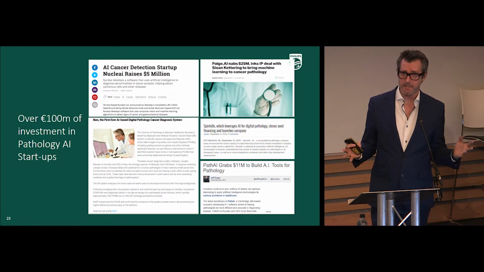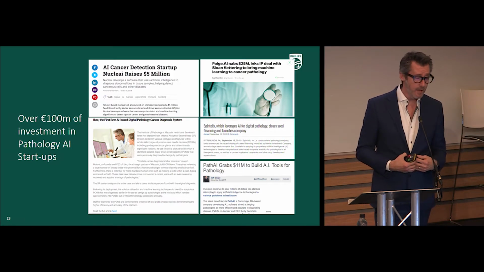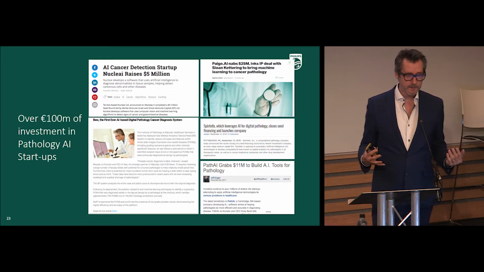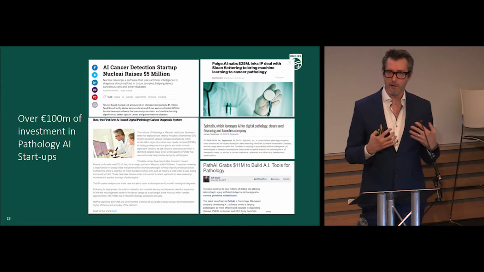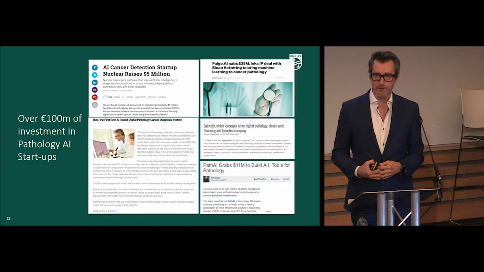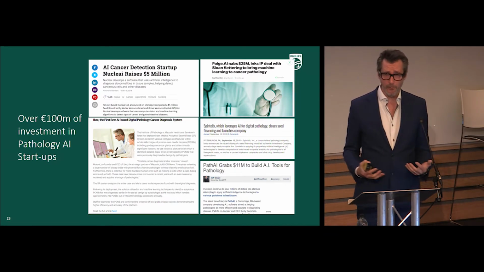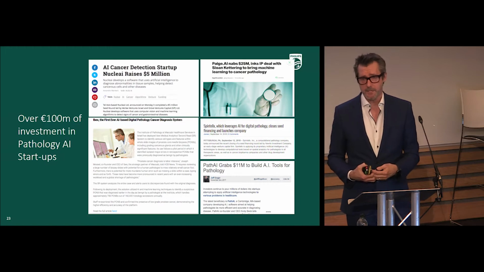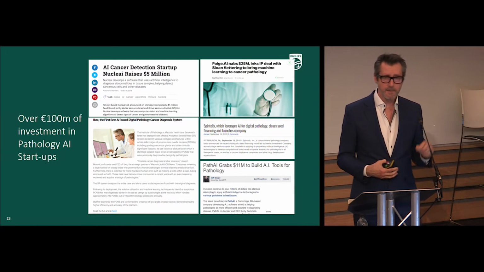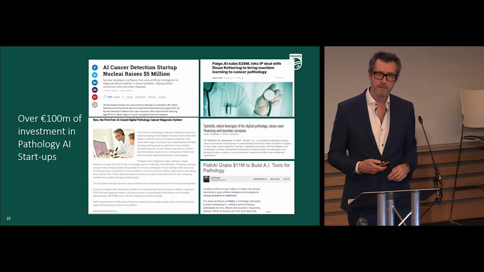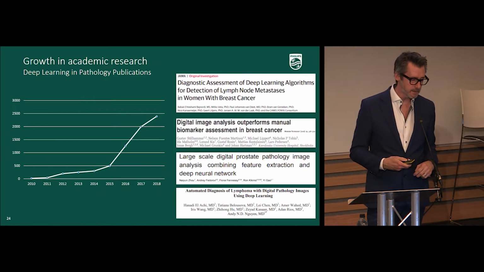We've seen over the last year and a half a huge growth in the development of new companies that are actively pursuing deep learning for pathology. Over 100 million, I think it's now 140 million, of venture capital investment has gone into companies that are specifically focused on pathology. Massive growth in the interest that this is having.